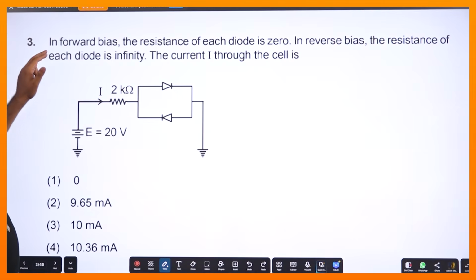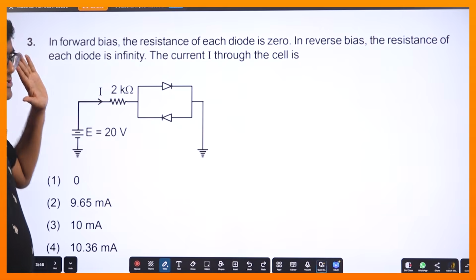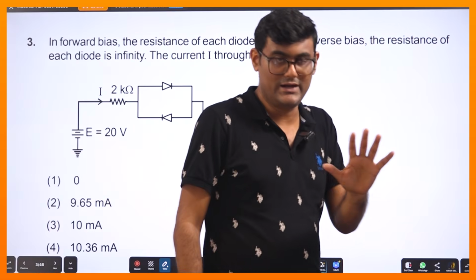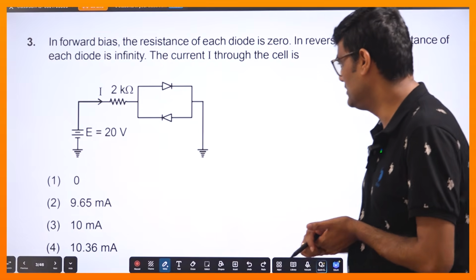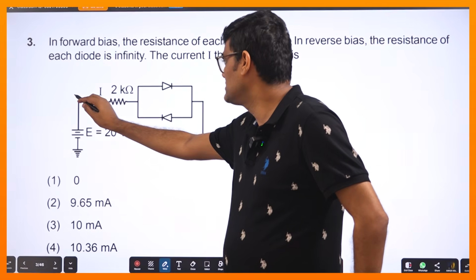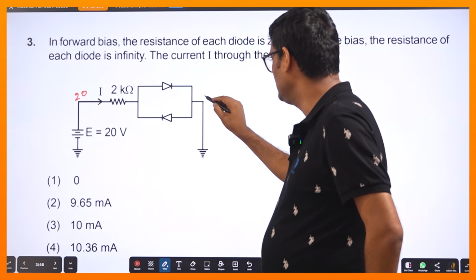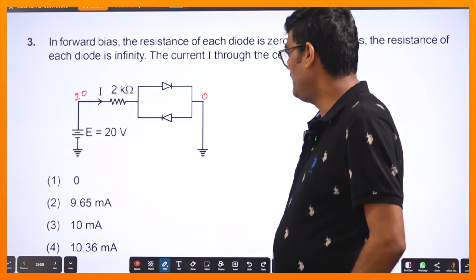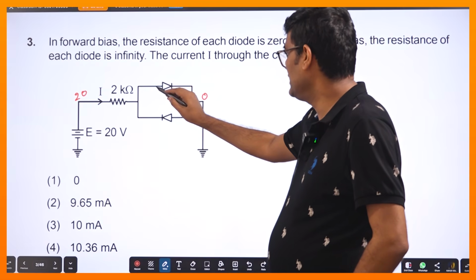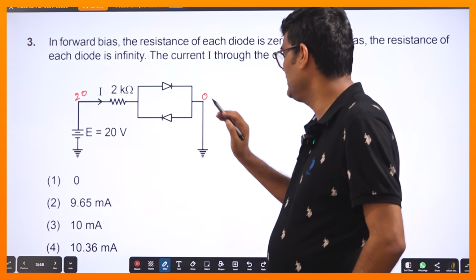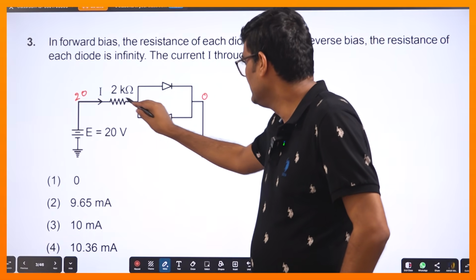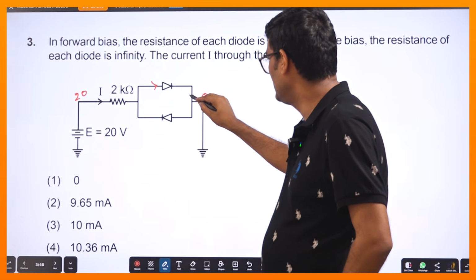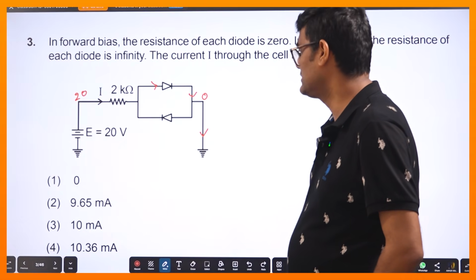Okay, it's a question on diodes. In forward bias, the resistance of each diode is 0, and in reverse bias condition it's infinity. So we have some ideal diodes in the picture, right? What is the current I through the cell? If I say this is 0 and this is 20 volt, and this is 0, so this is also 0 volt. Now I can say that this diode is forward biased and this diode is reverse biased, right? So what is the current I through the cell? I can say that the current will flow through this diode, and the current will flow to earth like this.